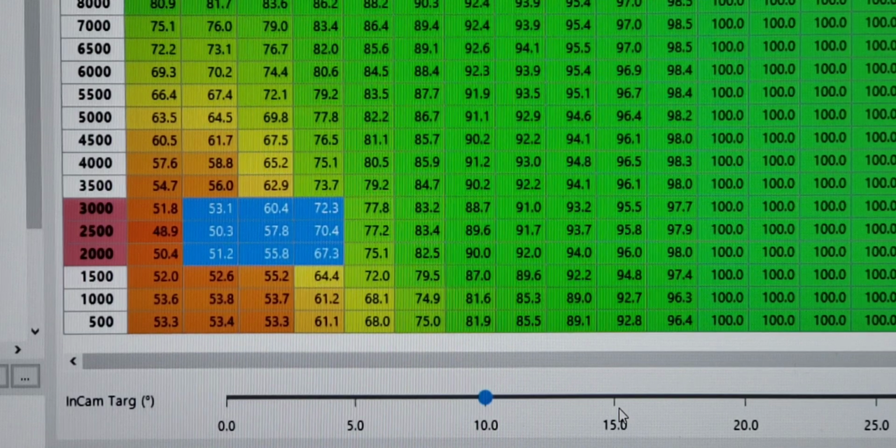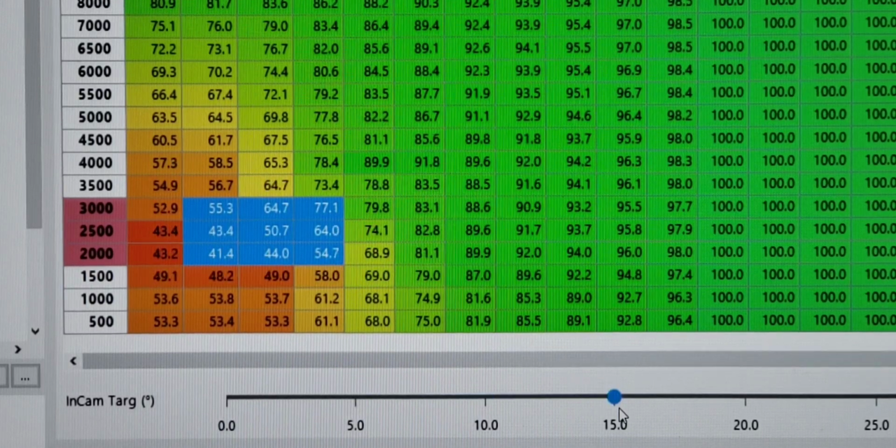Ultimately, it can affect fuel efficiency, which, well, that's not the primary focus of this video. It's always something to consider. Then we go to 15 degrees. Ooh, it dropped a lot. That spot right there went from 57.8 down to 50.